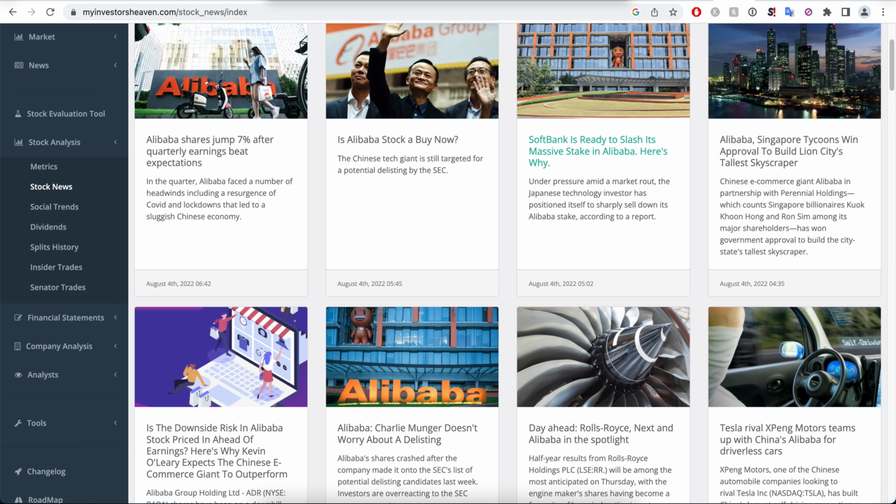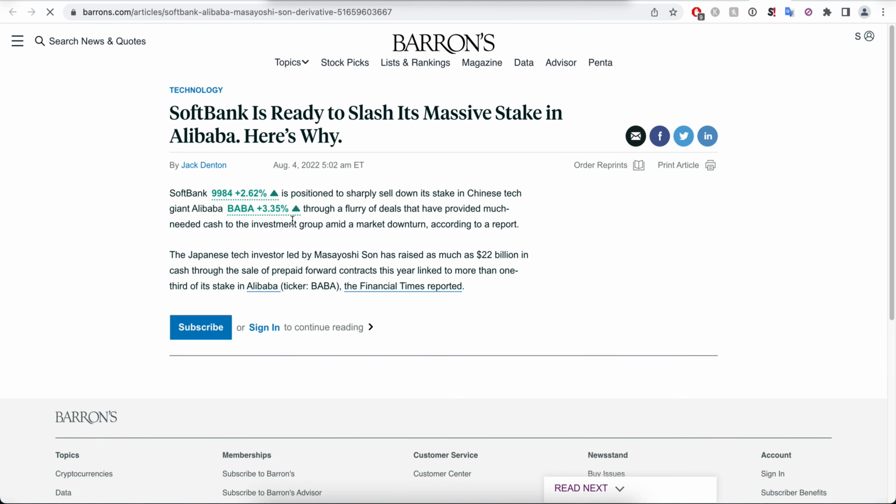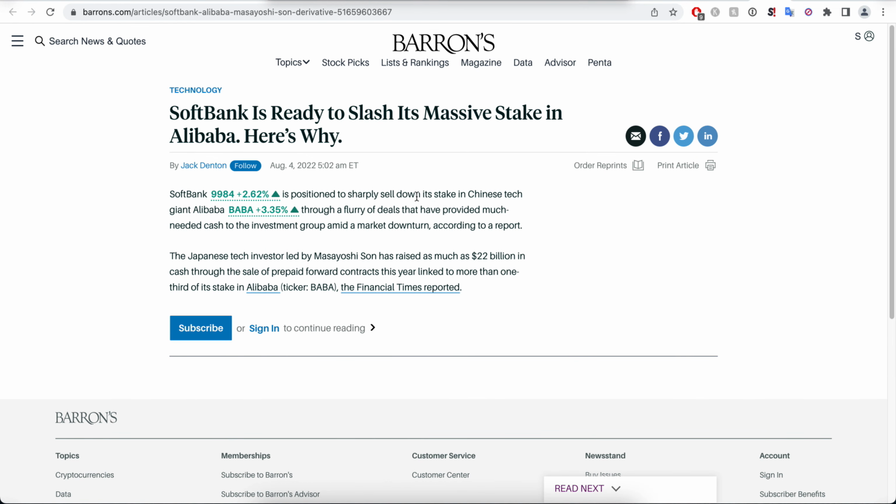I was looking at this article a little bit earlier, and you will see that they are positioned to sharply sell down their stake. I think I was reading something about one third of their stake in derivatives is what they are going to be doing. But okay, we'll see what's going to be happening. They could offload some, but they are looking to offload some through the next couple of years or so, is what I was reading.